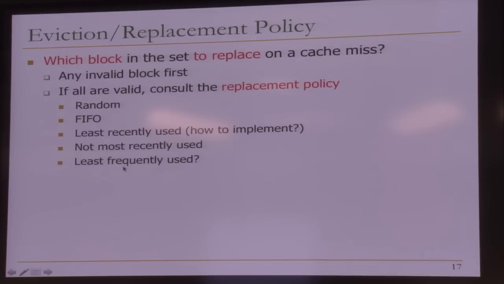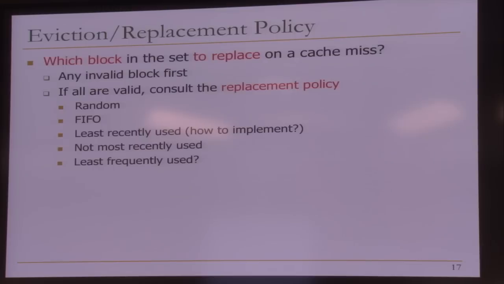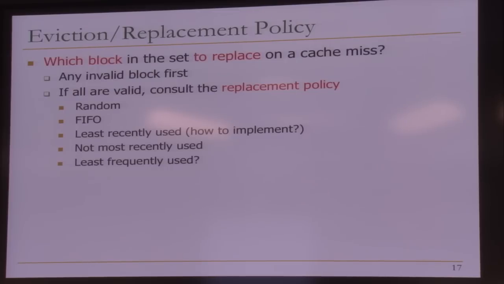Least frequently used, that could be a good policy also, right? All of these depend on, so the cache management policy, how good a cache management policy is, really depends on the access patterns that go into the cache. You can think about what kind of access patterns are good for least recently used. If what you're doing is accessing ABCD over and over, ABCD, ABCD, maybe that least recently used is a good policy, right?